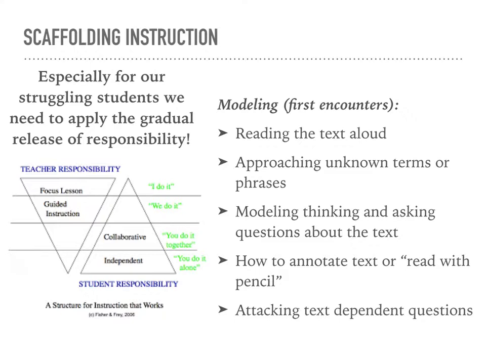What kinds of things do I want to mark up? Whenever I'm thinking about something and something that's important, and I'm staying focused on the text, that's when I'm going to annotate it and read with my pencil. And teach them how you're going to attack those text-dependent questions. Are you using the question-answer relationship? Are you identifying things that are going to be right there, things that are going to be think and search, things that are going to be author and you, things that are going to be on your own?